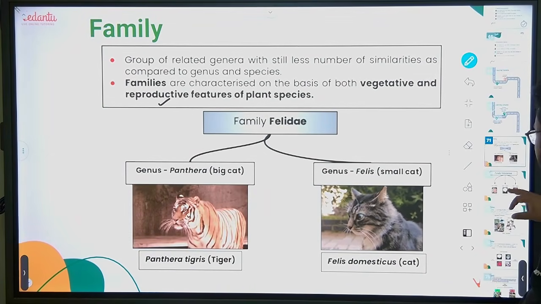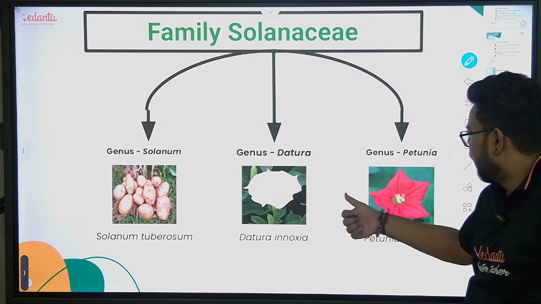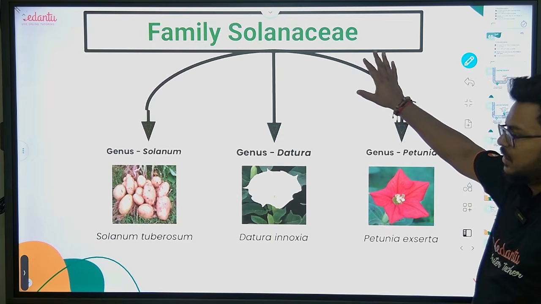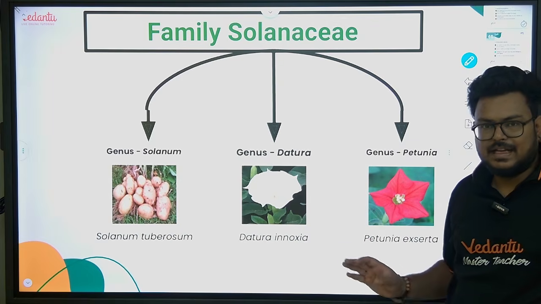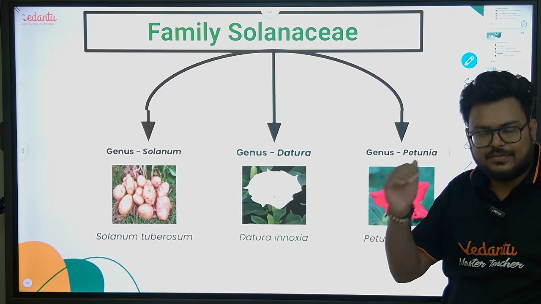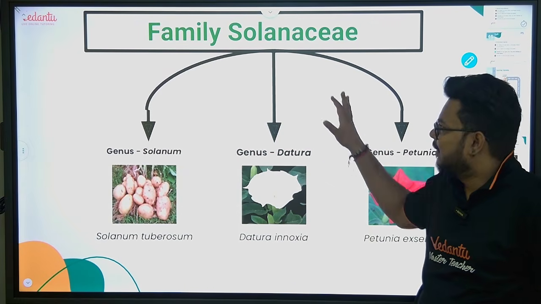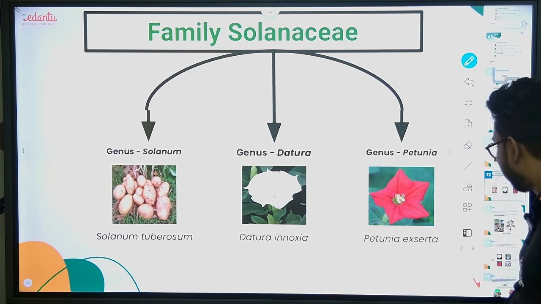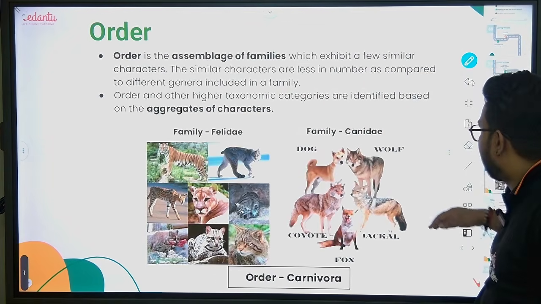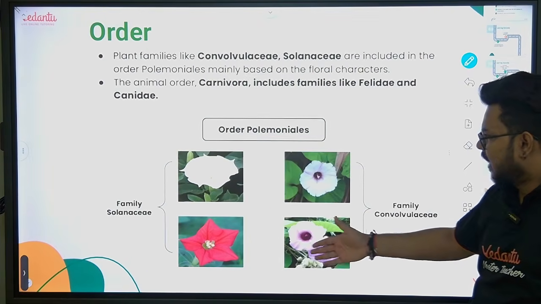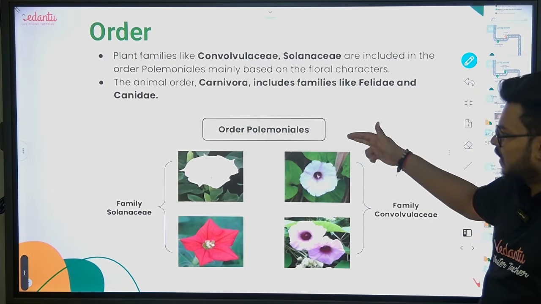Next thing, guys, this is one more example of plants. We have genus Solanum, genus Datura, genus Petunia. They all come under Solanaceae. Why? Because if you see the flower of all the genera, they will have 5 calyx or 5 corolla, right? So a pentamerous type of condition they show. That's why they are coming under the Solanaceae family. Now, order we have discussed, an assemblage of families. If we talk about family Solanaceae and family Convolvulaceae, they come under order Polymoniales.